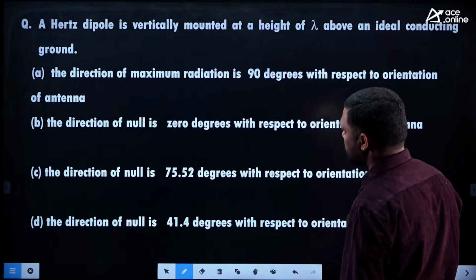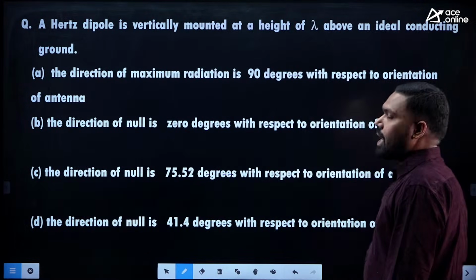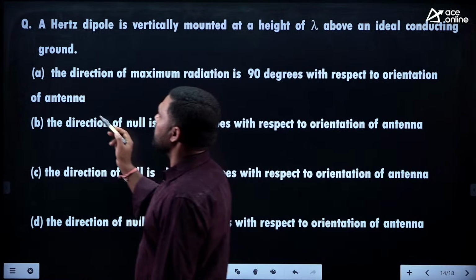Here is a question. Something interesting. It is related to the antenna arrays, and image theory is involved here.